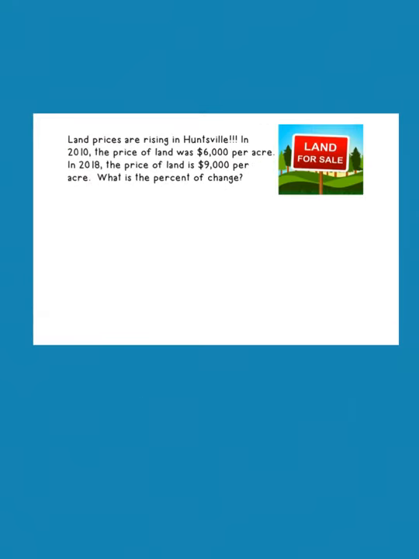Land prices are rising in Huntsville. In 2010, the price of land was $6,000 per acre. In 2018, the price of land is $9,000 per acre. What is the percent of change? So I know 100 is going to go here. First of all, what was my original? 6,000. And then it went up to 9,000. How much did it increase? $3,000. So that means that's going to go right here.